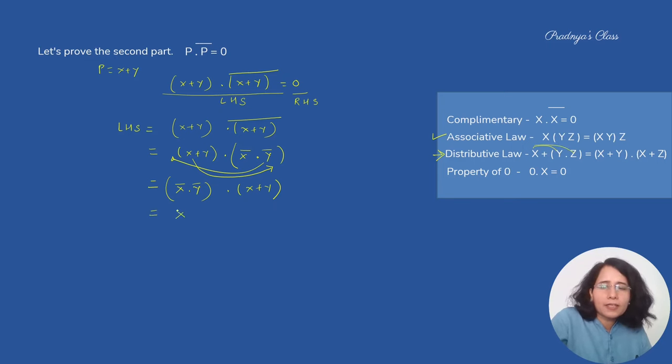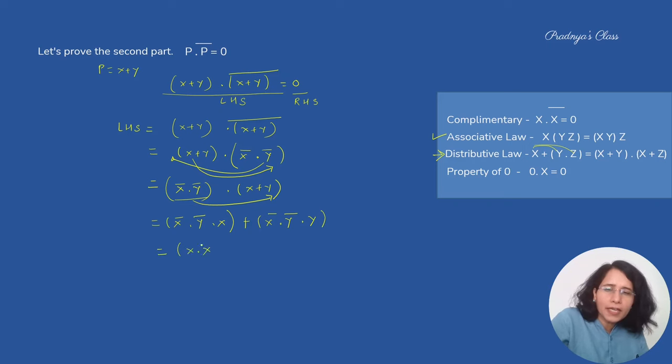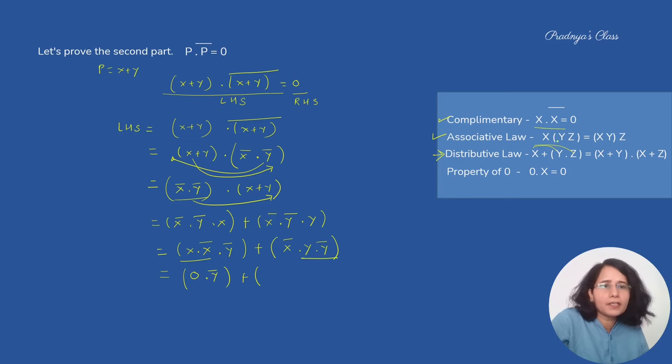So let's solve it. I will get x bar dot y bar dot x. Then the whole term will be applicable to this y also, so x bar dot y bar dot y. Now rearrange the terms, we will get x dot x bar dot y bar. Rearrange these terms also: x bar dot y dot y bar. According to the complementary law, x dot x bar equals 0, so I am going to place 0 here. So we will get 0 into y bar. And for the next term, we have y dot y bar. Again, it will be 0. So x bar dot 0.